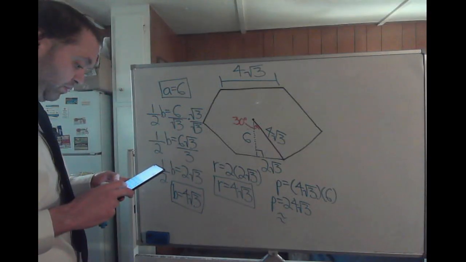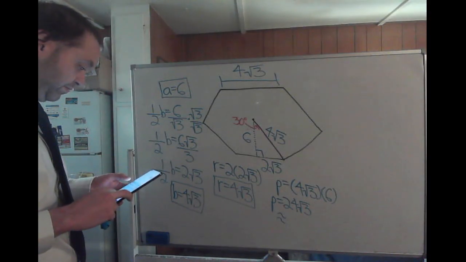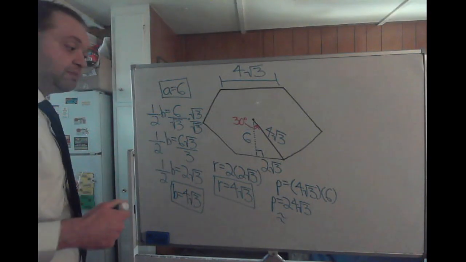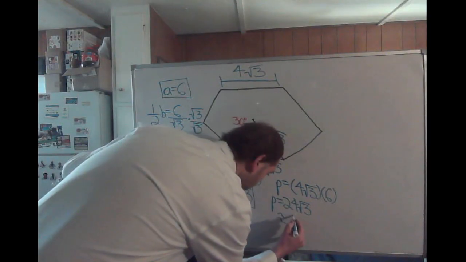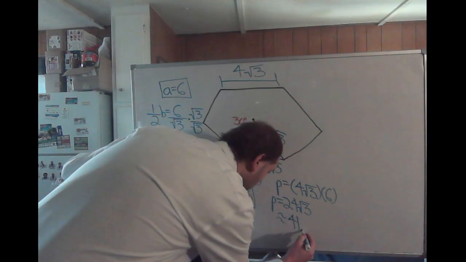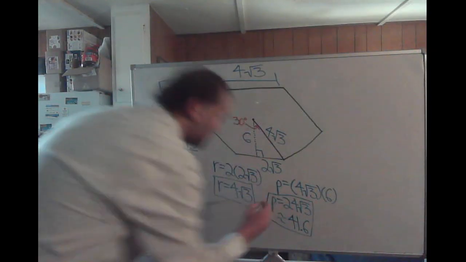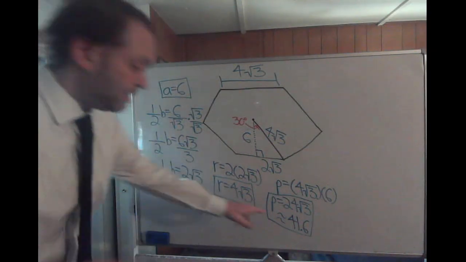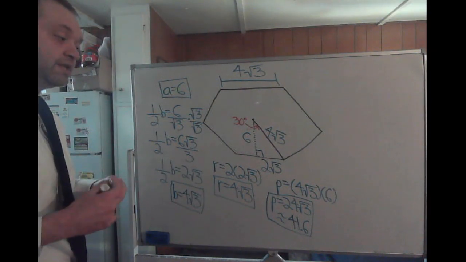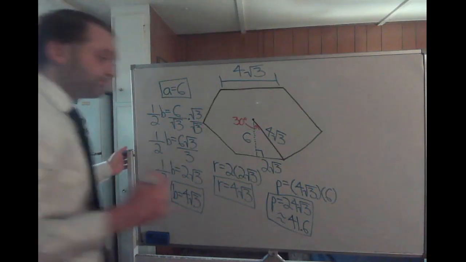So 24 times the square root of 3 is approximately 41.6 units. So the perimeter is exactly 24 times the square root of 3, or approximately 41.6 units. Now we can find the area.